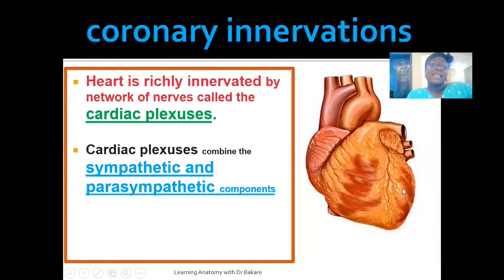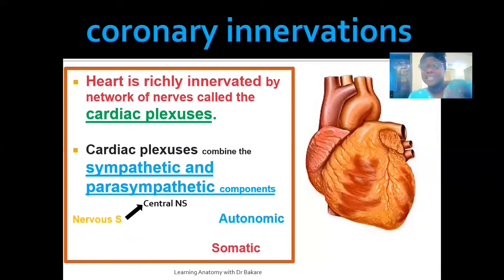The cardiac plexus is seen to be made up of the sympathetic and the parasympathetic component. So for the cardiac plexus to be formed, it needs to receive contribution from the sympathetic component and also the parasympathetic component. We know in our general knowledge that the nervous system is made up of the central nervous system, which is made up of the brain and the spinal cord, and also the peripheral nervous system, which is the region of the nervous system that is located outside the central nervous system. The peripheral nervous system is further subdivided into the autonomic nervous system and also the somatic nervous system. It is this autonomic nervous system that then further subdivides into the sympathetic and the parasympathetic component. So it is from this region that we have the innervations of the heart.